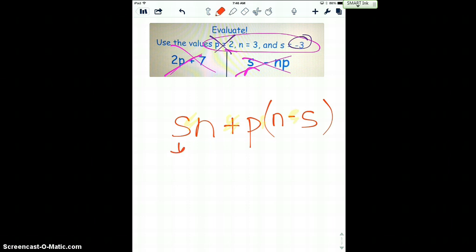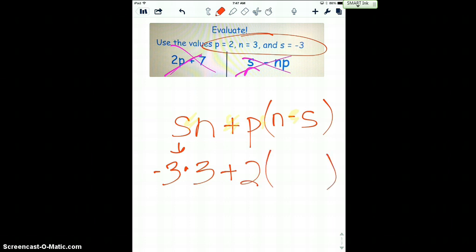So if you think you can do this, go ahead and try. Pause the video, try it out, and then play it again. But I'm going to plug in the values. S is -3. N is 3, remembering that I'm multiplying. Plus P is 2 times the quantity of N, which is 3, minus S, which is -3.